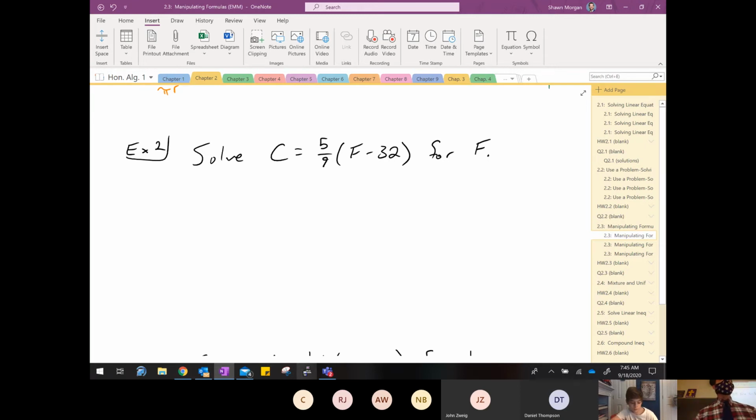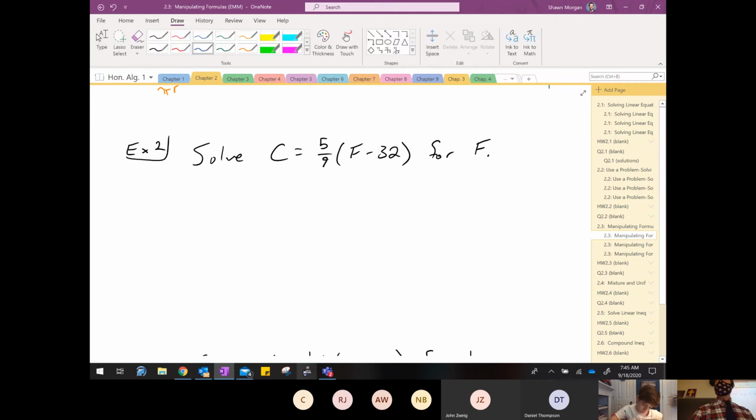So in this case, what we want to do is get F by itself. We need to peel back those layers. What's the outermost layer that's being done to F? What do you think, Oxley? 5/9. How do I go about getting rid of a fractional coefficient? Well, we multiply by the reciprocal. Alex, what's the reciprocal of 5/9? 9/5. So we're going to multiply both sides by 9/5.